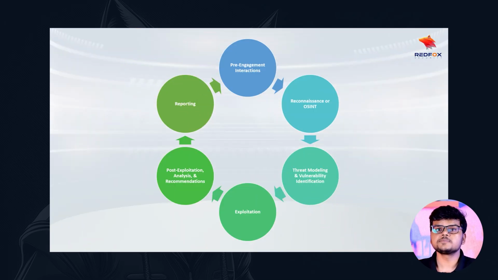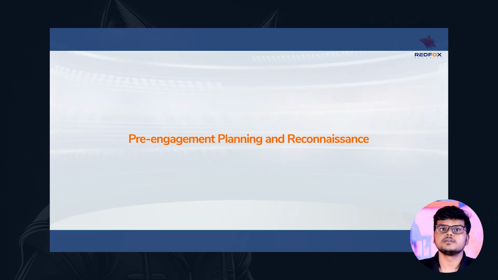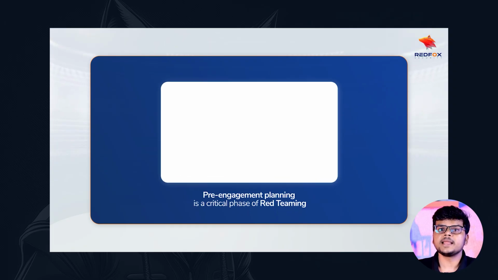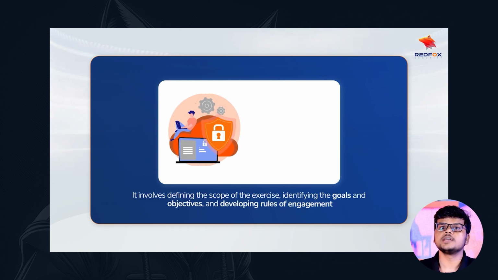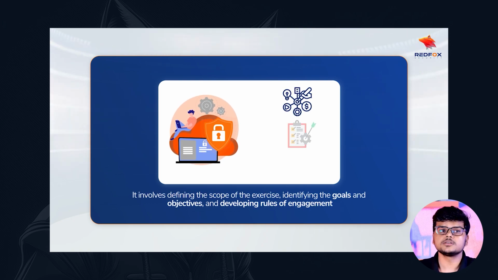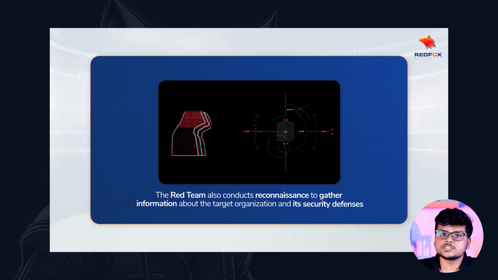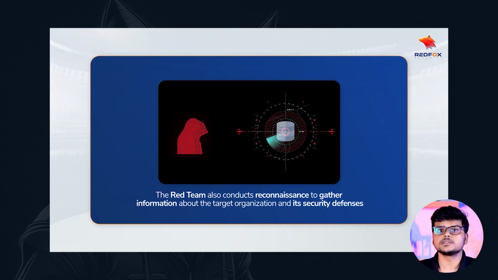One of the initial steps in any successful cybersecurity operation is the strategic phase known as pre-engagement planning and reconnaissance. Let's discuss pre-engagement planning and reconnaissance. Pre-engagement planning is a critical phase of red teaming. It involves defining the scope of the exercise, identifying the goals and objectives, and developing rules of engagement. The red team also conducts reconnaissance to gather information about the target organization's security defenses.